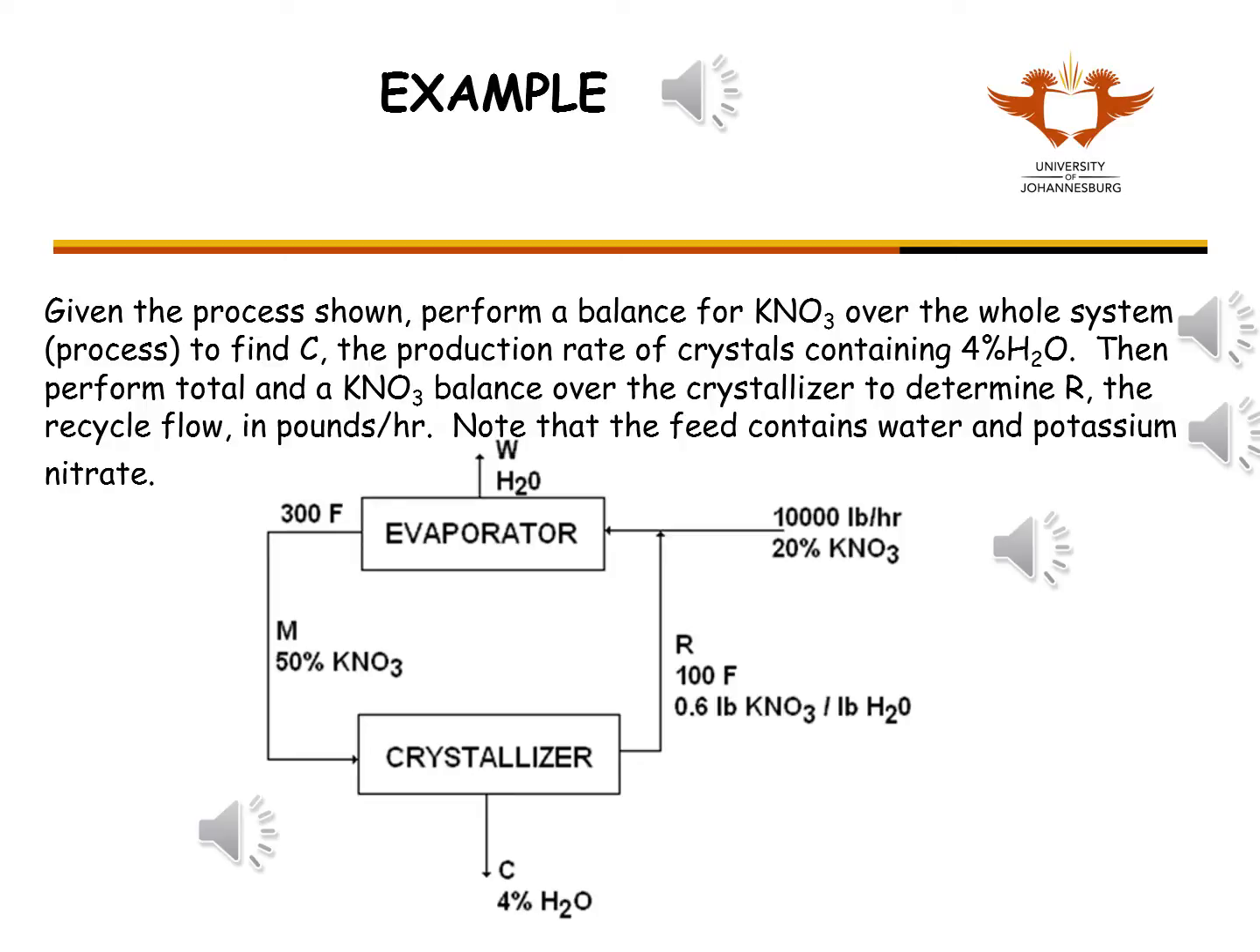In this course, you need to understand and follow the instructions in the problem. You are first asked to perform a potassium nitrate balance over the whole process, hence you first have to draw a dotted boundary around the whole process. You will be reminded how to do the salt balance over the whole process in the next slides.